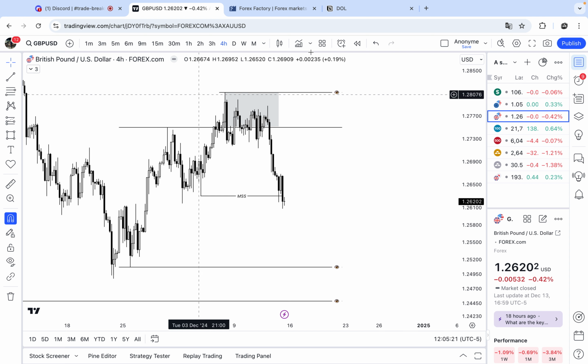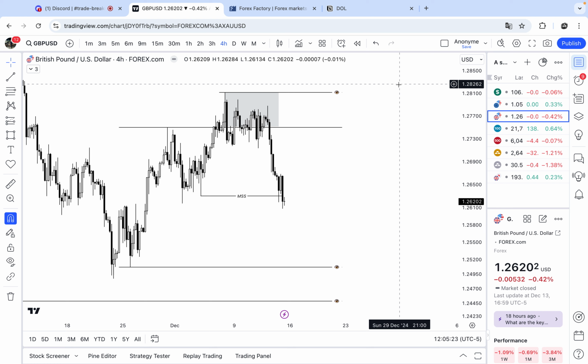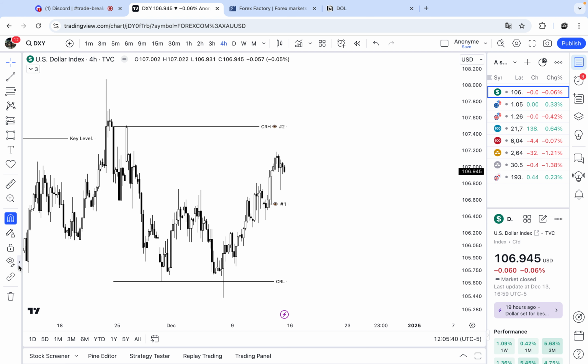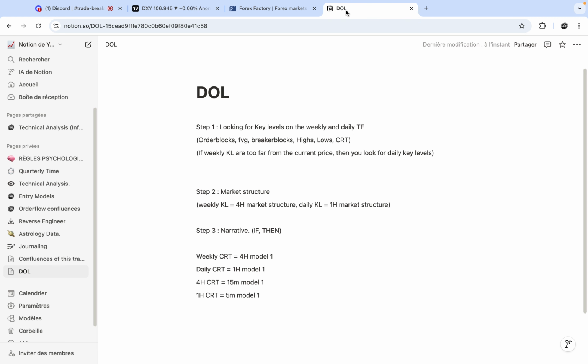I'm gonna do an analysis. Check DXY, GJ. Yeah, that would be nice. Okay, so I will do DXY and GJ, and after that... So let's see. All right, so step one, looking for key levels on the weekly and daily time frames. Looking for these ones.